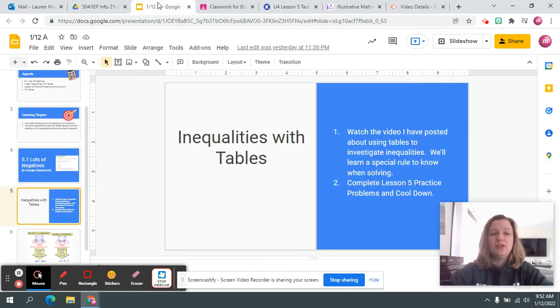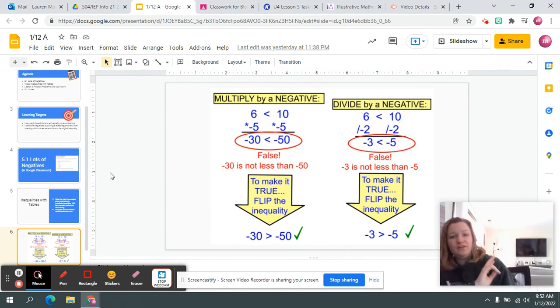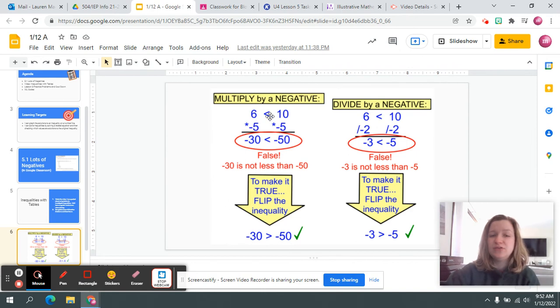Now let me show you a visual that might help with this. If you go back to your slides, you'll see these are the 2 ways you have to flip the sign. If you multiply by a negative, so in this case they said, 6 is less than 10. If I multiply both sides by negative 5, I end up with negative 30 is less than negative 50. That is not true. I have to flip the sign in order to make it true. Same thing with dividing by a negative. Dividing by negative 2 on both sides, I end up with negative 3 is less than negative 5. That's false. I have to flip it in order to make it true.